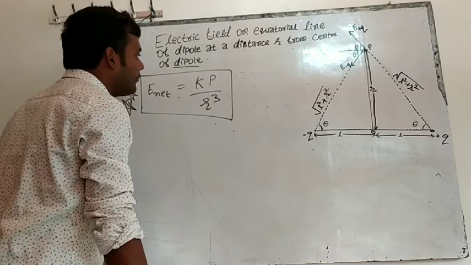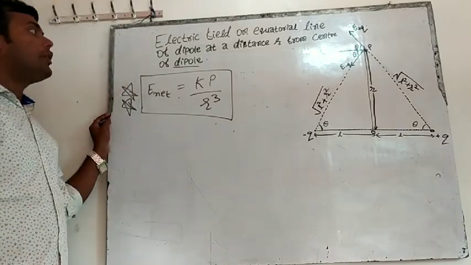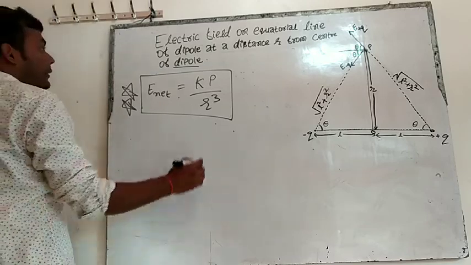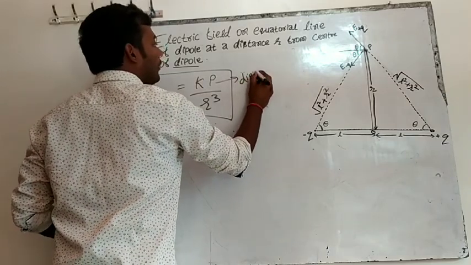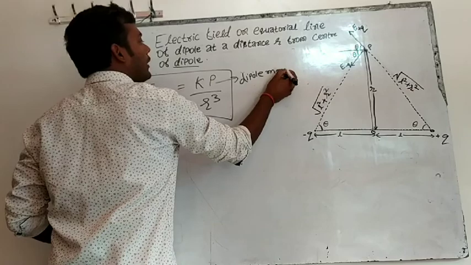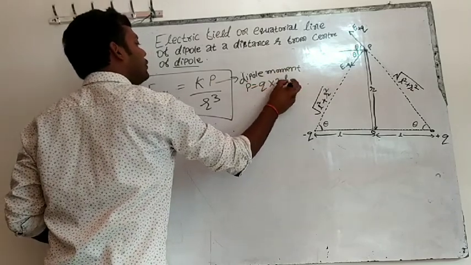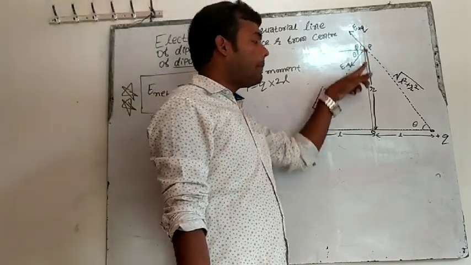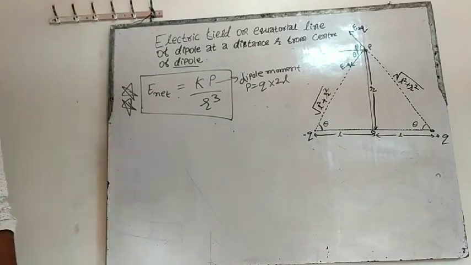Even at night while sleeping, you should keep saying this formula in your sleep: E net on equatorial position will be how much? kp by r cube. What is p? Dipole moment. And what is the formula of this p? p is equal to q into 2l. What is r? r is the distance of point P from the center of the dipole. If you don't know, write it.